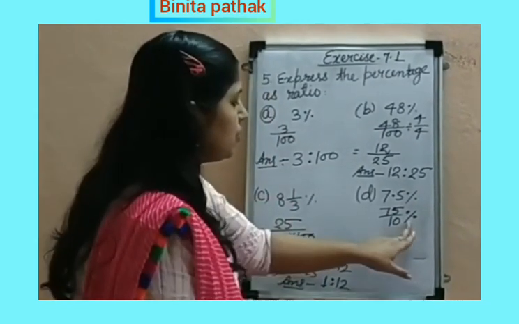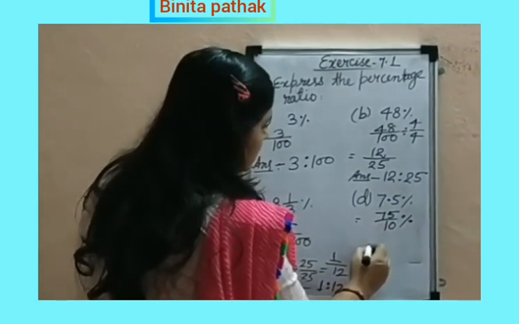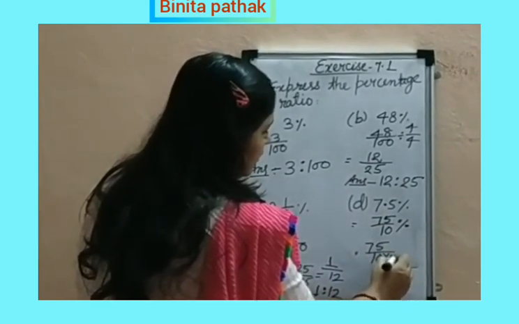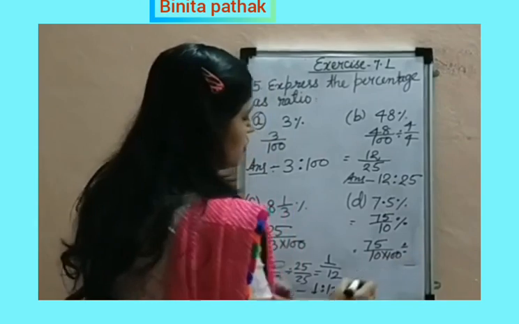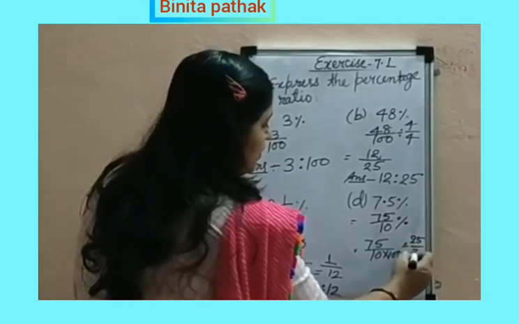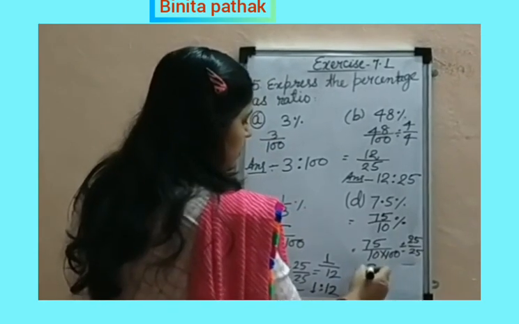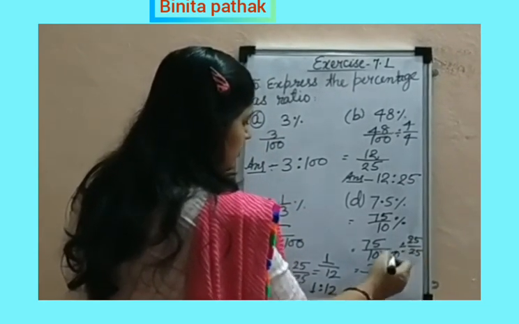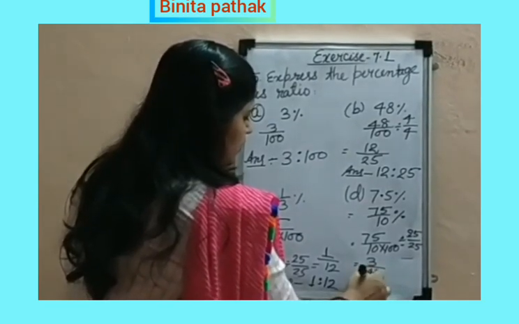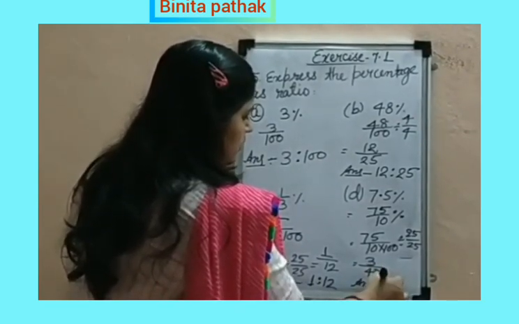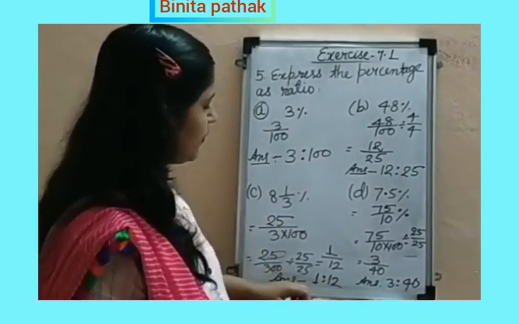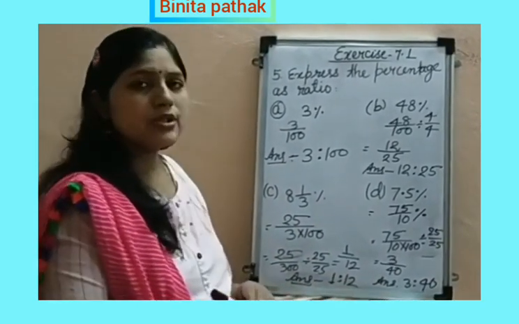Now 7.5. After removing the decimal, it will be 75 upon 10%. Now I am going to remove the symbol of percent, into 100. To convert it into ratio, we will divide it by 25 upon 25. So we have 3 upon 40. So the ratio answer is 3:40.